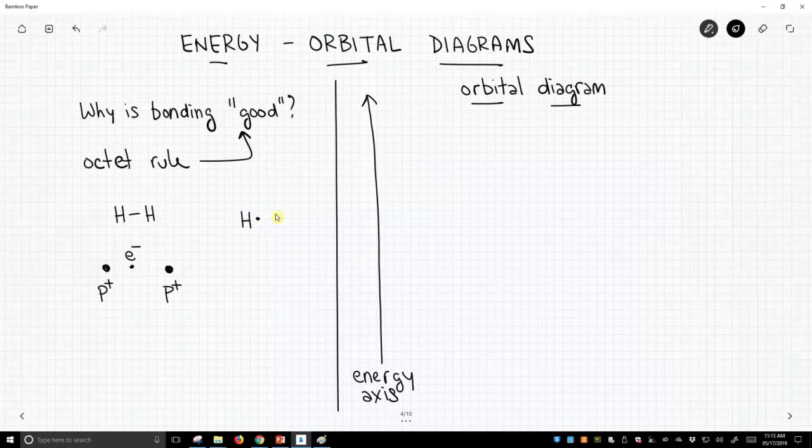So that's a lower energy state for the electrons. And when we talk about energy, we're talking about energy of electrons. We don't care about the nucleus. We talk about the electrons. So this is why bonding is good.